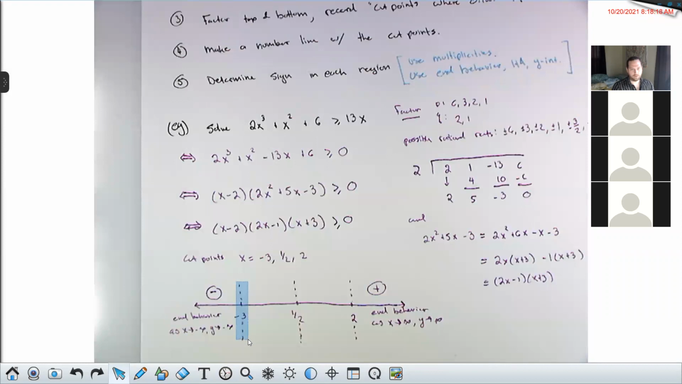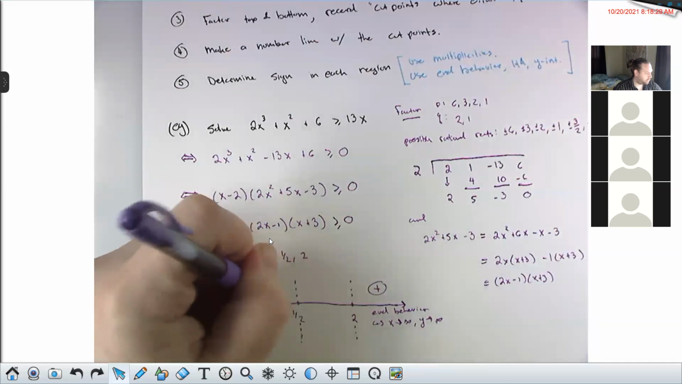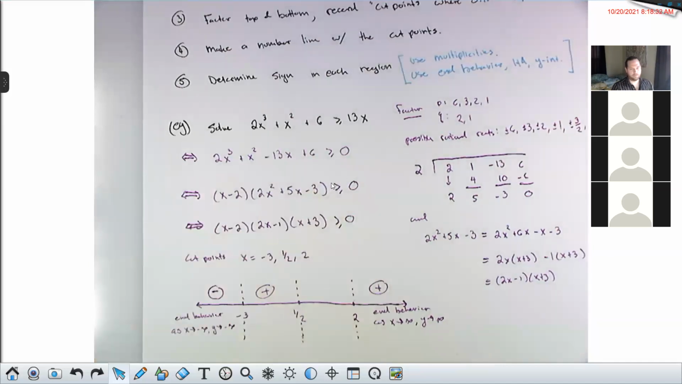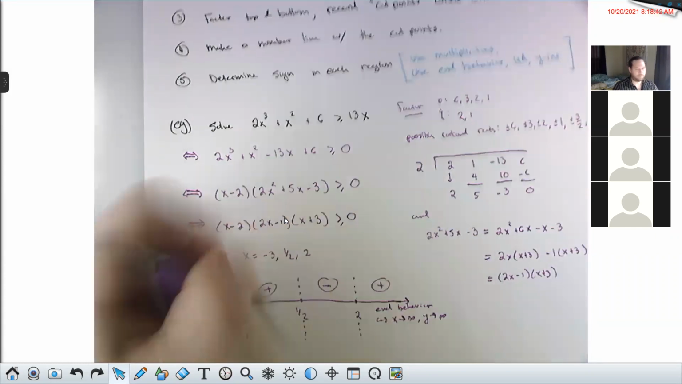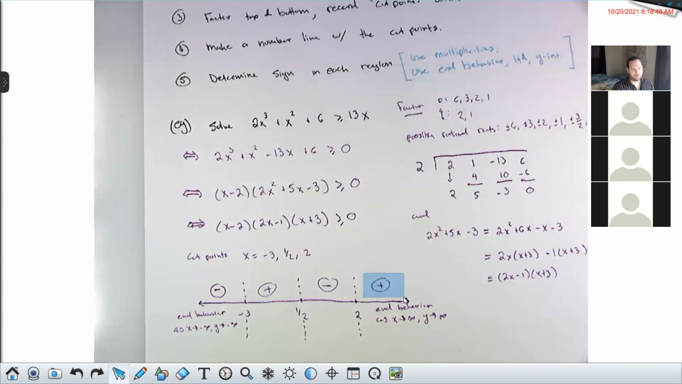So this cut point, -3, is coming from this factor, which is a multiplicity 1 factor. Since 1 is odd, that means we will change sign as we jump over him. This 1/2 is coming from this factor, which is an odd multiplicity factor. It's multiplicity 1, so again, we will change sign as we jump over this guy. And we can use multiplicities to check this also, right? This guy, 2, is coming from this factor, which is an odd multiplicity factor. So I should change sign as I jump over him, and we do. So once you have this number line complete, you're done.